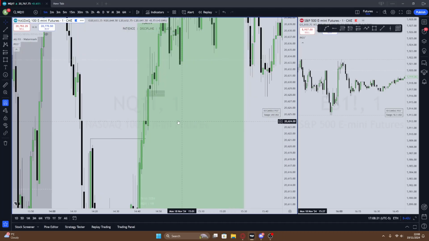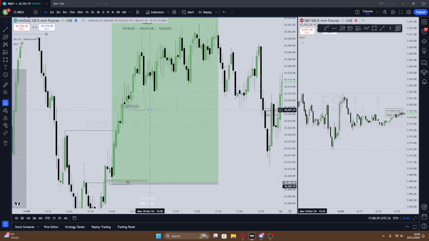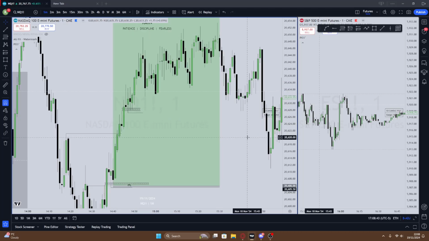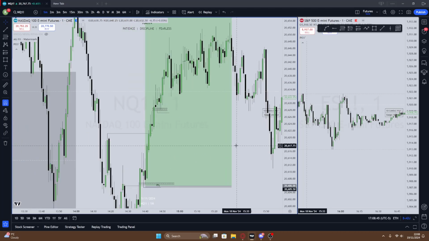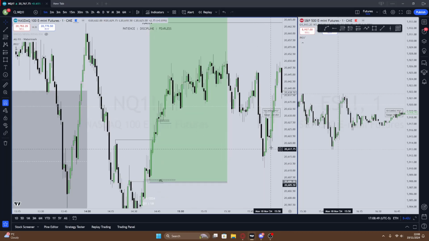So from here, we made the swing low. And we immediately rebalanced that fair value gap. So this low should not be taken out if my idea was still correct. And of course, if you see here, it didn't get taken out.